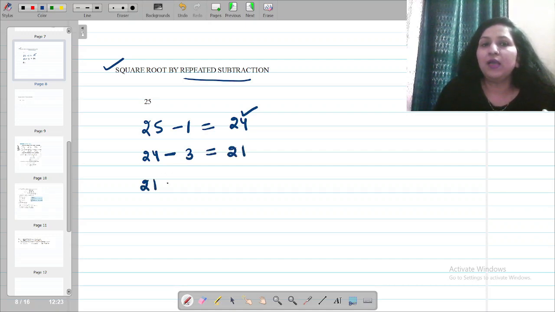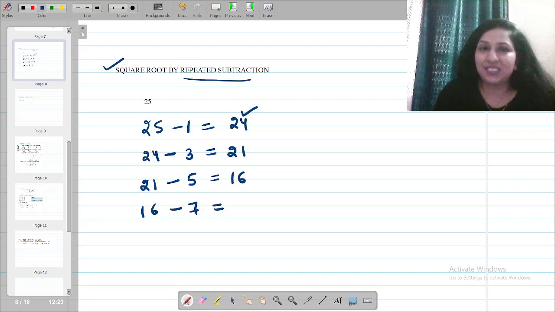Continue with 21, which is the next odd number after 3, it is 5. So what is 21 minus 5? It is equal to 16. Continue with 16 minus 7. 16 minus 7 is how much? It is 9. Now continue with 9 minus the next odd number after 7, which is 9. It is getting me 0. Once you get 0, you have to stop here.